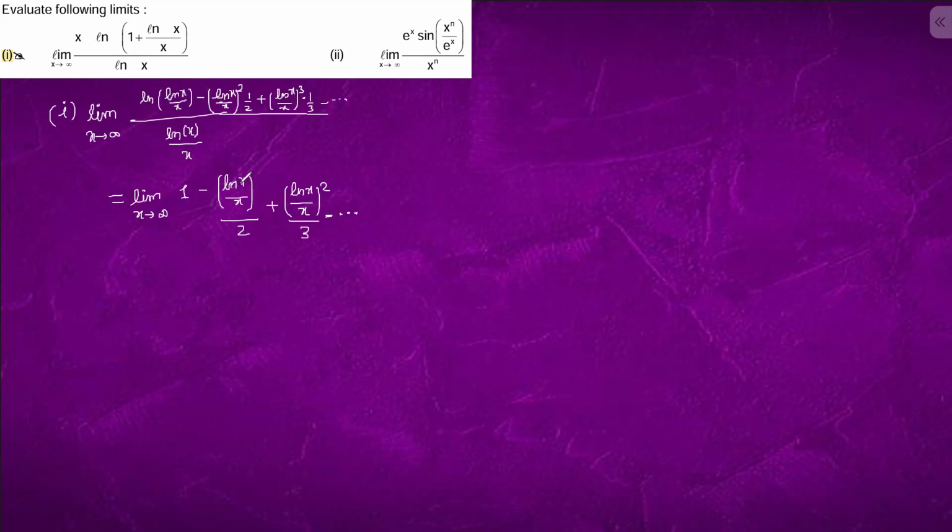So x tending to infinity, it is what? Infinity upon infinity, or 0 into infinity. Or you can say infinity by infinity. So for the infinity by infinity case, we have ln x / x. We'll apply L'Hopital, it will become 1 by x into 1, and x tending to infinity is 0. So all the terms are 0. So we are left with only one answer, which is 1.